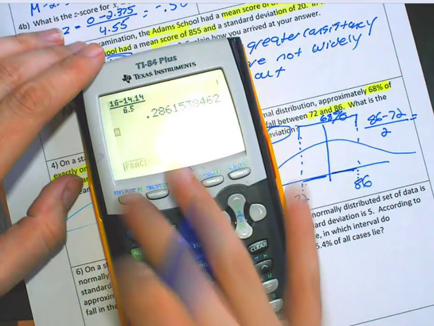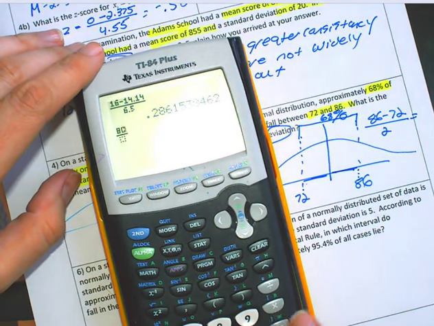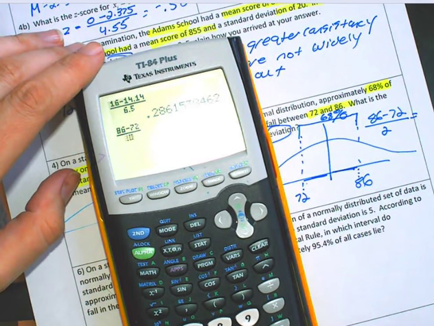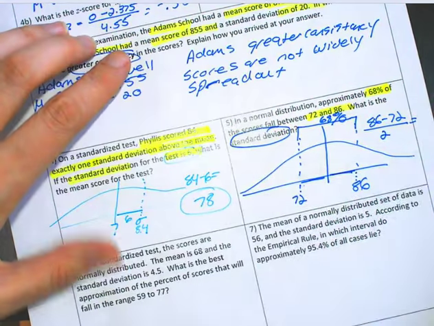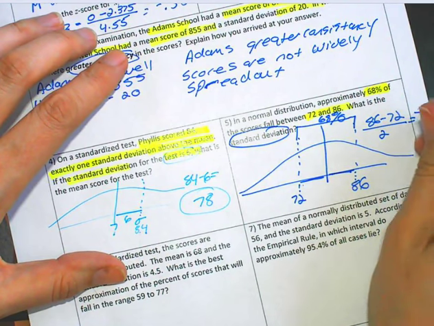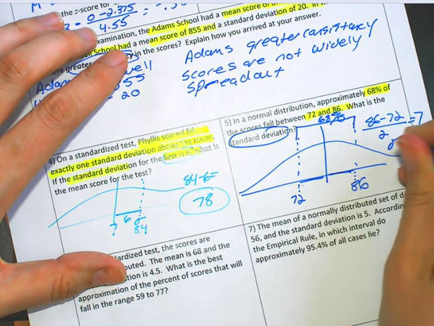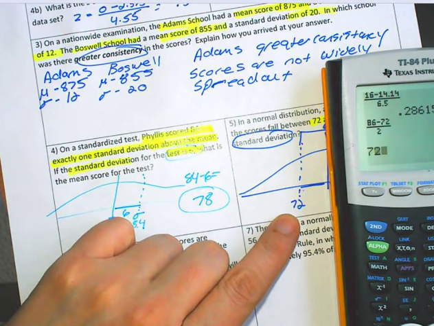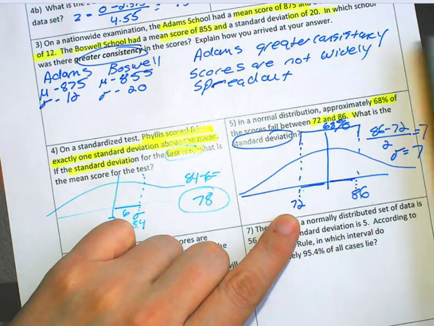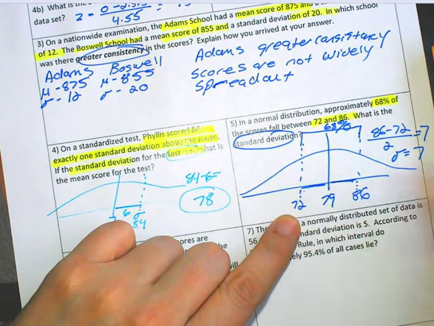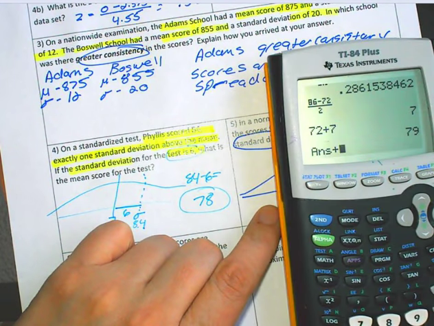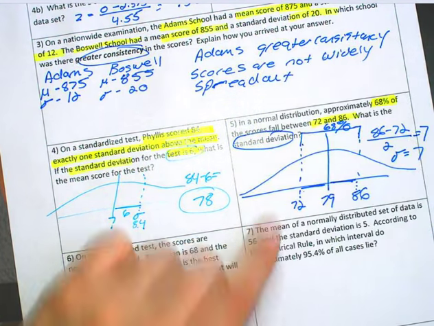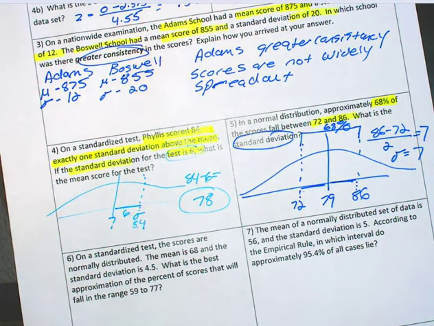So alpha y equals 86 minus 72 divided by 2 gives me 7. So I have a standard deviation of 7. And check to see if it works. 72 plus 7 will take you to the mean, that's 79. Well, plus 7 more better be 86, which it is. So we've done it correctly. Okay. All right, next one.